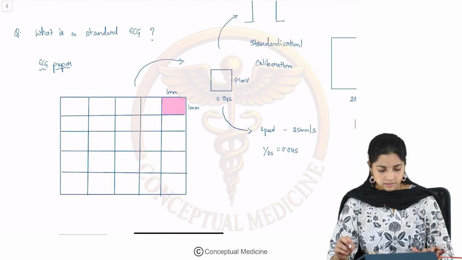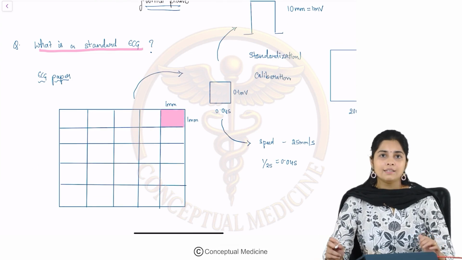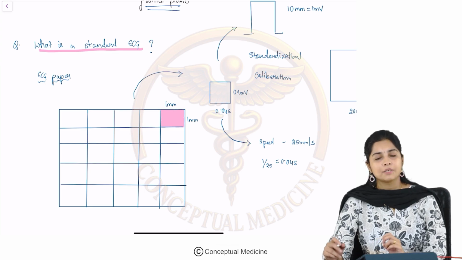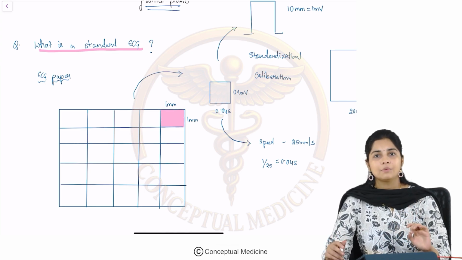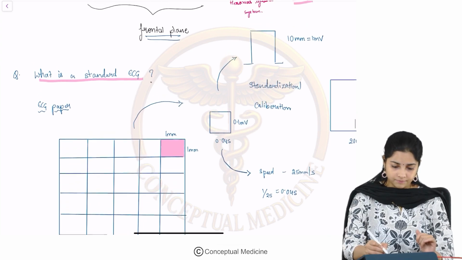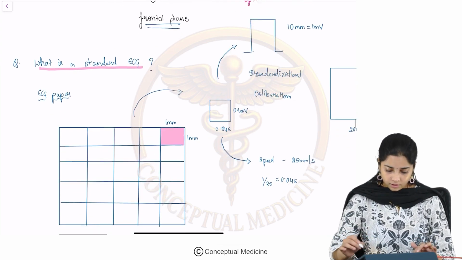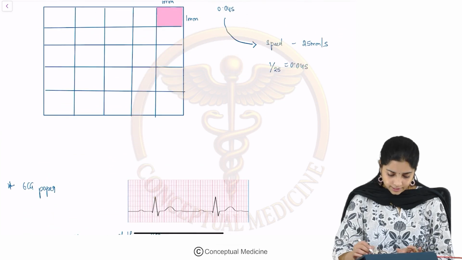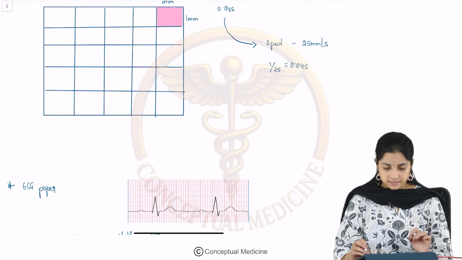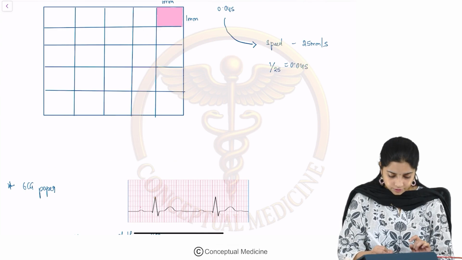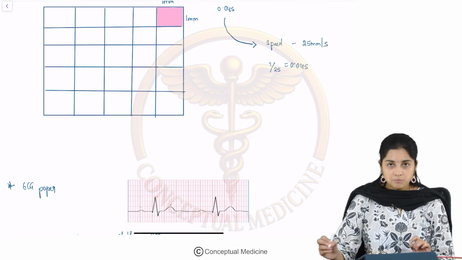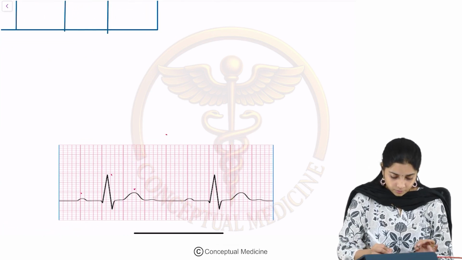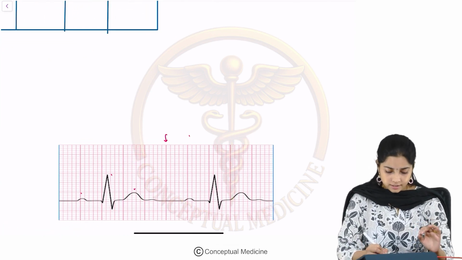The next question is, what is a standard ECG? So, let us understand how is the ECG paper constructed and what do you mean by a standard ECG. Okay, fine. Now, let us look at the ECG paper. In the ECG paper, the basics you will be knowing are the deflections, which are your P wave, QRS complex and your T wave. Now, if you look at the ECG strip, you can see that there are darkened lines.